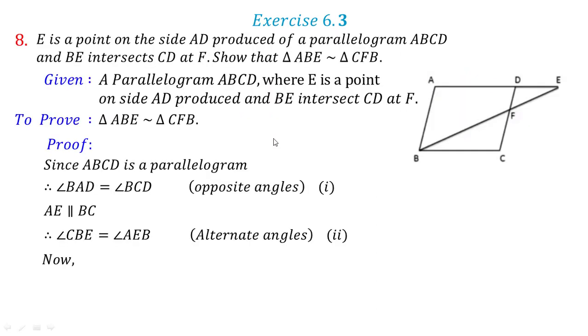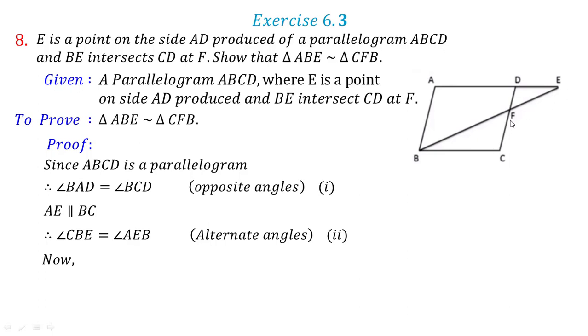Now this eighth one, pause the video, think first yourself what is given and what to prove, and then proceed. So here in this problem, E is a point on side AD produced of a parallelogram ABCD, and BE intersects CD at F.